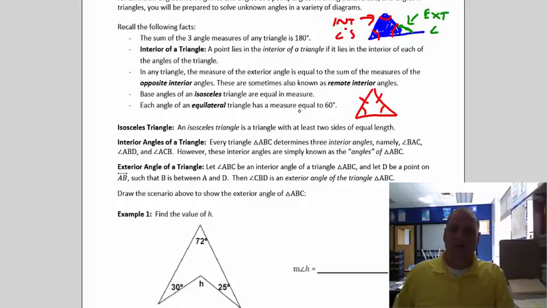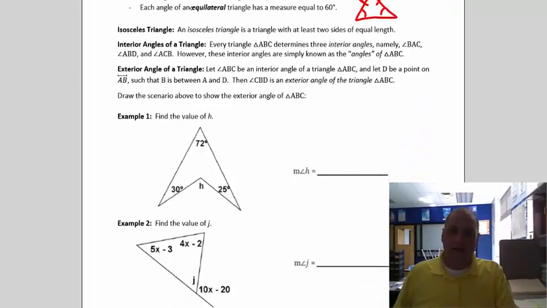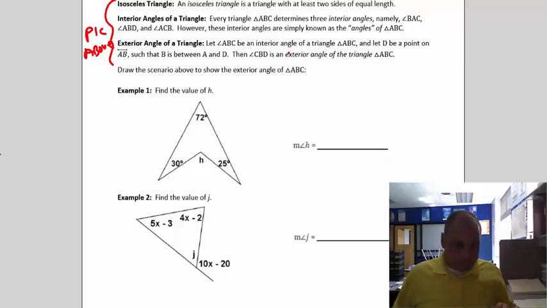And each angle of an equilateral triangle measures 60. There's some things that you should already know. Isosceles triangle, when at least two sides are equal in length, that basically comes from above. Interior angles, exterior angles. So that picture I drew kind of goes more towards this right here. Okay, so picture above. All right. So 2 examples, and then we're going to be done.